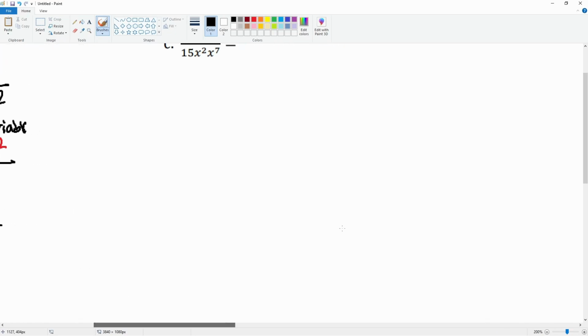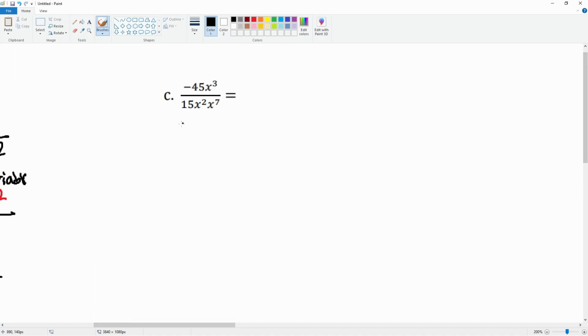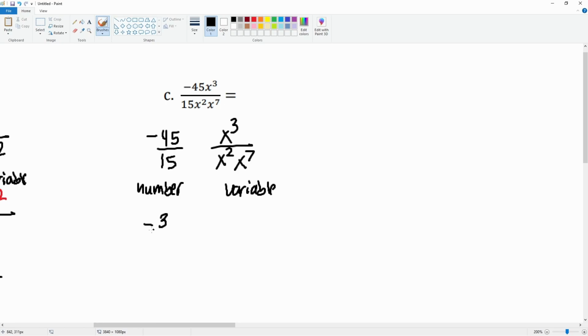All right. Next. Here, again, separate with the numbers. Negative 45 over 15. This is the numbers. And then we're going to have the variables. And the variables here are x to the 3rd, x squared, and x to the 7. All right, let's do this first. Let's see, I think 15 goes into all of this. So 15 goes into negative 45 negative 3 times, and 15 goes into 15 one time.